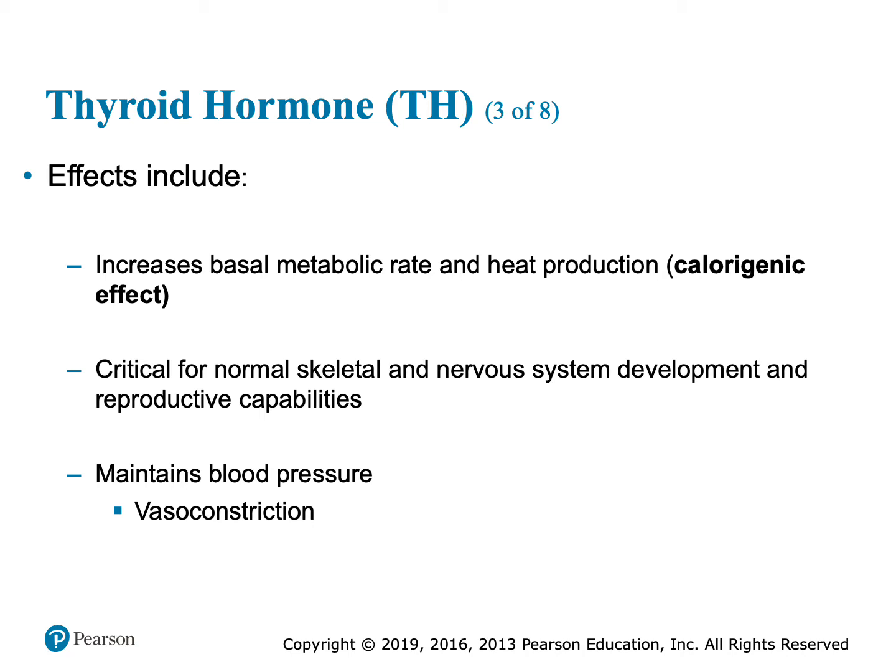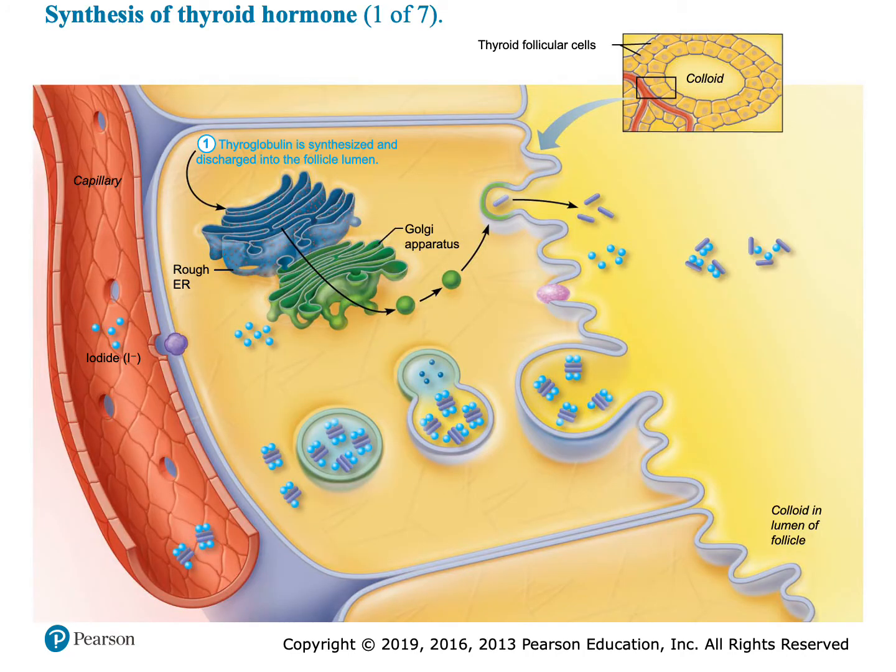Thyroid hormone helps maintain our blood pressure. Here's that picture. Okay, and there's probably a series here. So what we have a picture of here is the follicle cell. Somewhere there's a nucleus that's not drawn, but here's the rough ER. You remember we've got to do protein synthesis, right? So here's the rough ER.